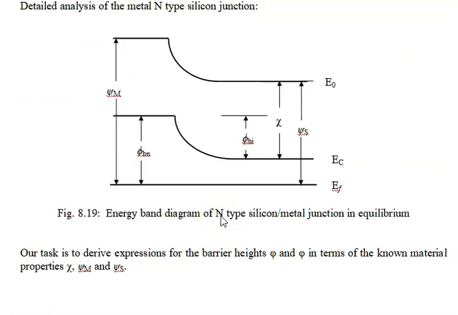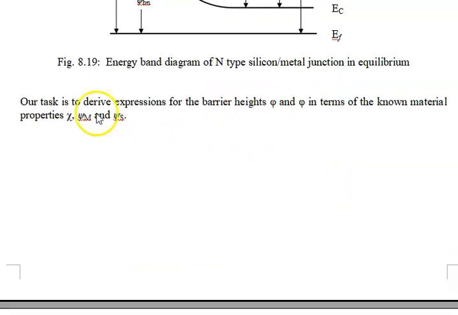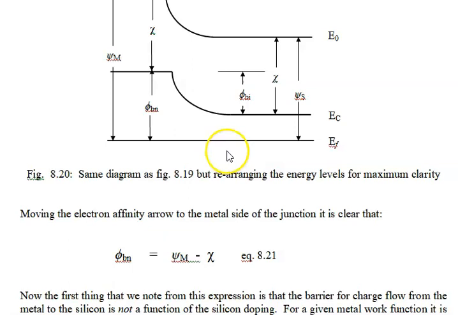Now let's look at this in a little bit more detail. We want to find a relationship between these two barriers, the phi bi and the phi bn, as functions of the work functions and xi. So that's our task. To derive expressions for the barrier heights, well, this should be phi bn and phi bi, sorry about that. I think you know that. There's two of them as functions of xi and the two work functions.